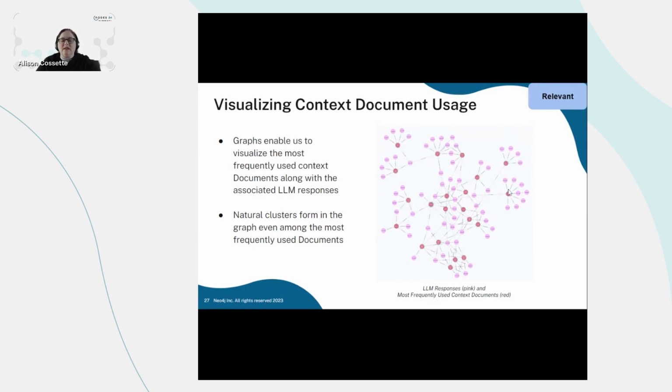sort of the satellite pieces, where you've got a message with some documents that are used, but maybe they're not used in other conversations. This is a very small portion of the graph. But what we do see are much higher density areas in the middle. What that's telling us is that lots of prompts and responses are leveraging the same types of documents and the same types of questions. And that's going to tell you a few different things.